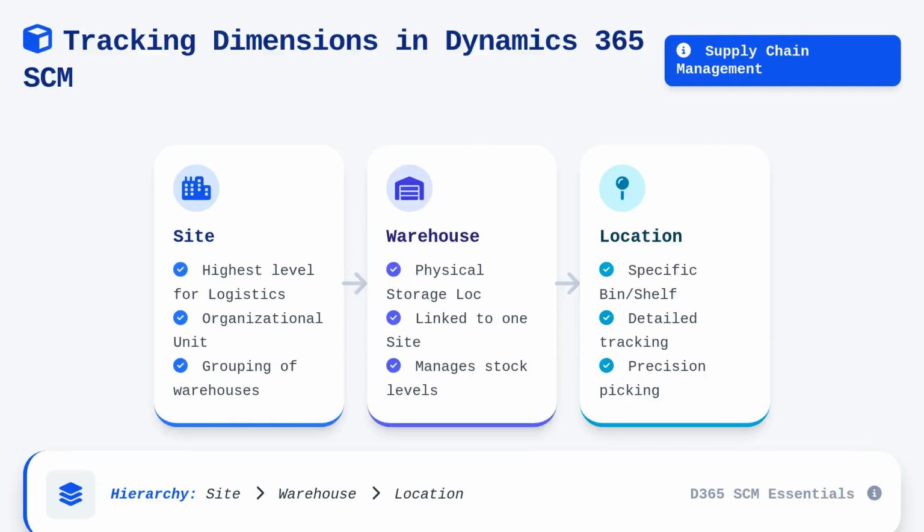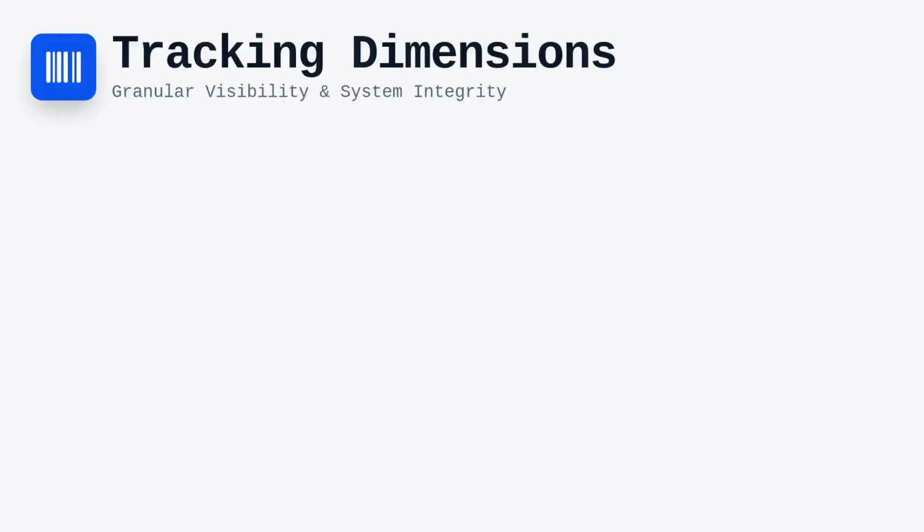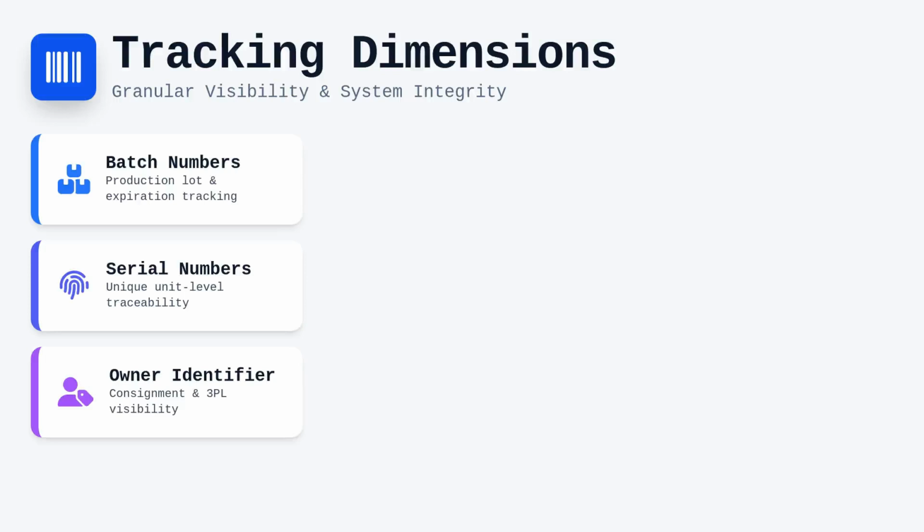Welcome back. Today, we are going to dive into the technical details of tracking dimensions in Dynamics 365 supply chain management. When we talk about tracking dimensions, we are primarily concerned with batch and serial numbers, as well as the owner identifier. These dimensions provide the granular level of visibility required for sophisticated supply chain operations.